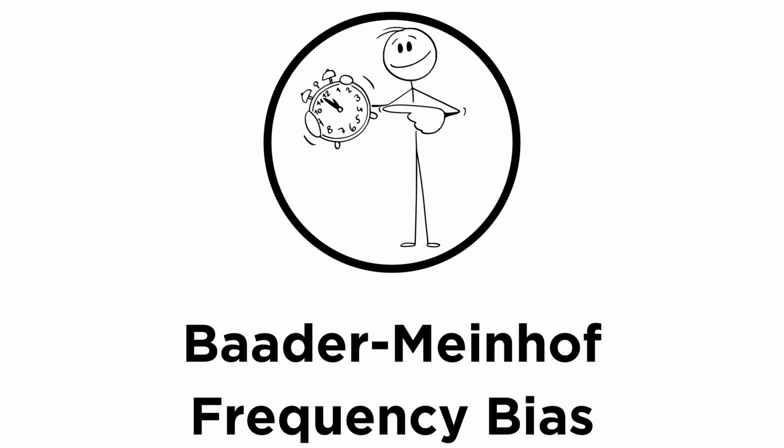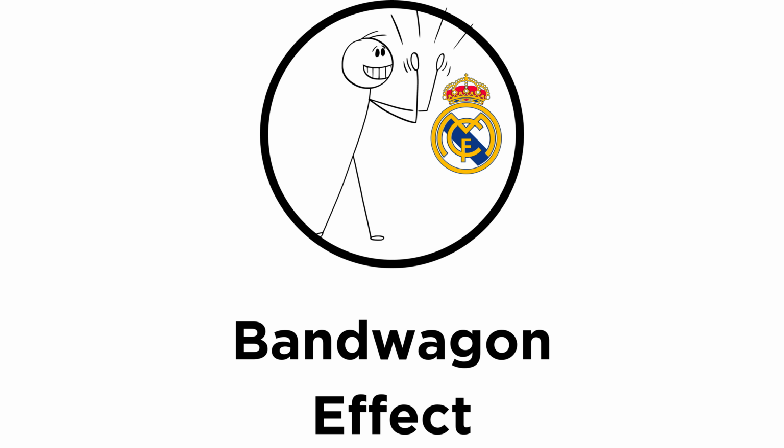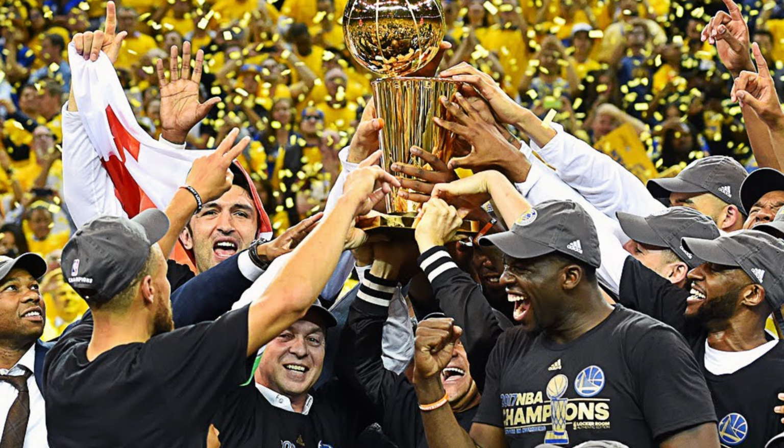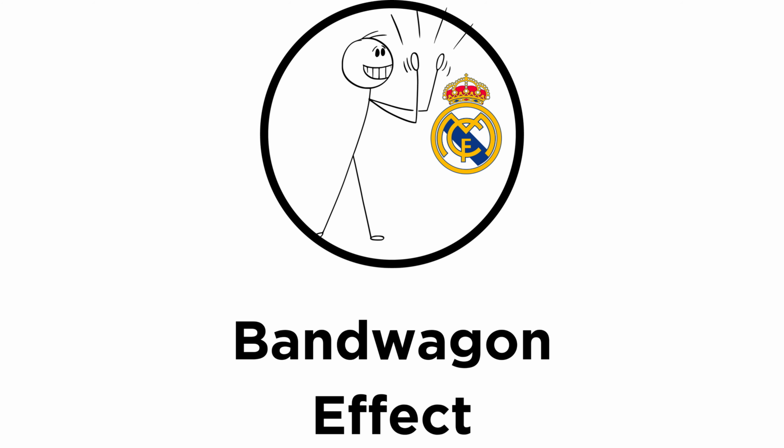Baader-Meinhof phenomenon, or frequency bias, is the phenomenon where one learns about a new thing and sees it everywhere. This is what happens when you want to buy a new car and suddenly you see it everywhere. Bandwagon effect. Real Madrid, 2017 Golden State Warriors, or whatever team Ronaldo is on. This is the tendency to do or believe things because other people believe or do them.